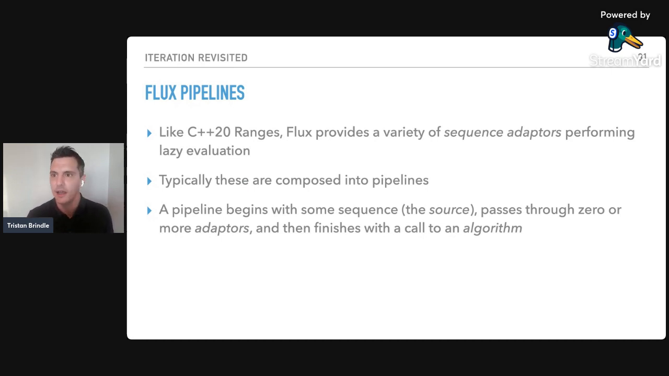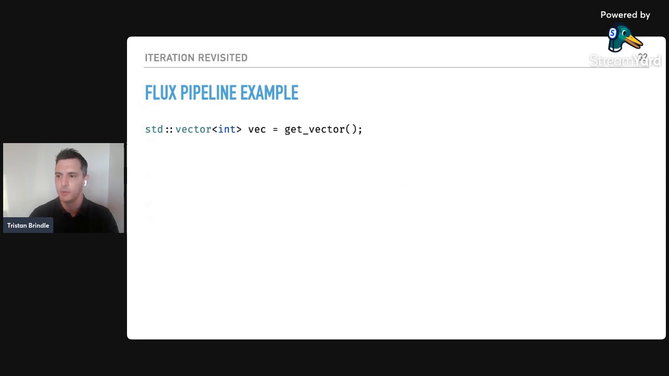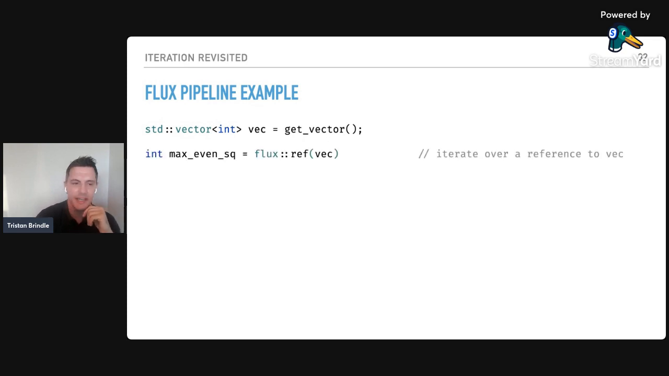So let's have a little look at the syntax of using a Flux pipeline. We're going to start off with some vector of integers, vec. And then what we want to do is calculate the maximum of the squares of the even numbers in this vector. This is the kind of example code that you will often see with ranges, just because it's easy to understand and it fits on the slide. So the first thing we need to do in Flux is decide how we're going to iterate over our source. Do we want to iterate over a copy of the vector, or do we want to move the vector, or as in this case, do we want to iterate over a reference to the vector? In this case, I said that I want to iterate over a reference to vec.